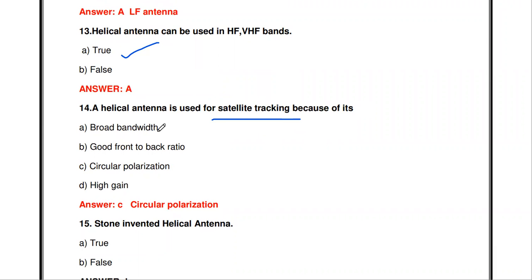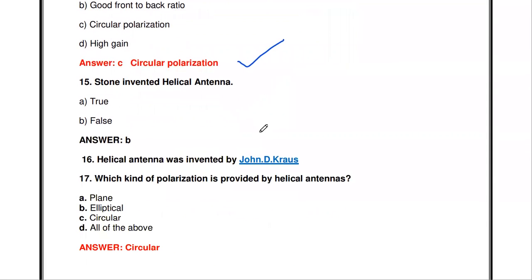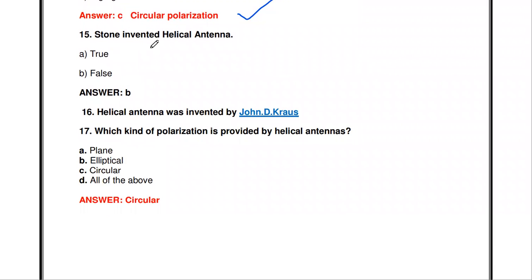Because of its broad bandwidth, good front to back ratio, circular polarization, and high gain, the helical antenna is used for satellite tracking. Then the next question: Stone invented the helical antenna. The statement is true or false?